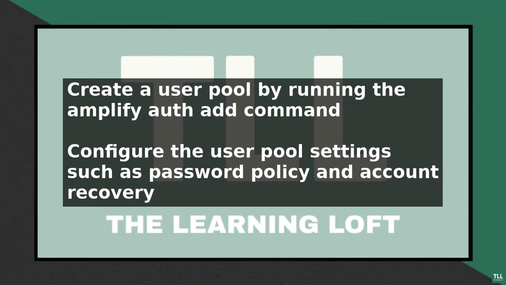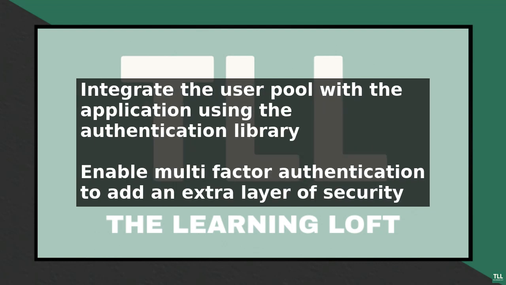To secure your user pool, you should enable multi-factor authentication. This adds an extra layer of security to your application. You should also use a secure password policy and enable account recovery to help users recover their accounts in case they forget their passwords. Best practices for using AWS Amplify user pools include using a secure connection to your application, monitoring your user pool for suspicious activity, and regularly updating your Amplify CLI and libraries.